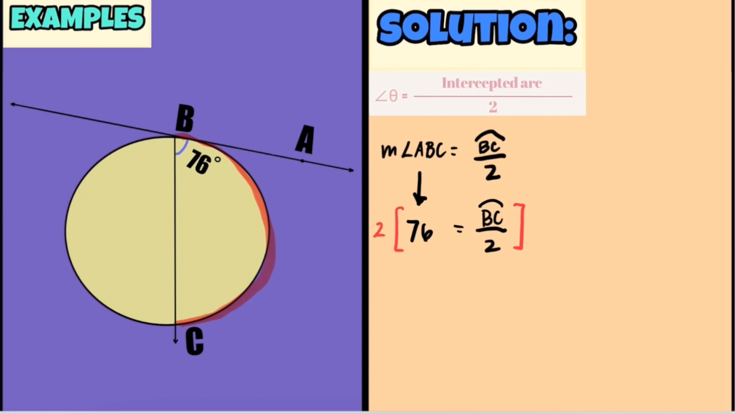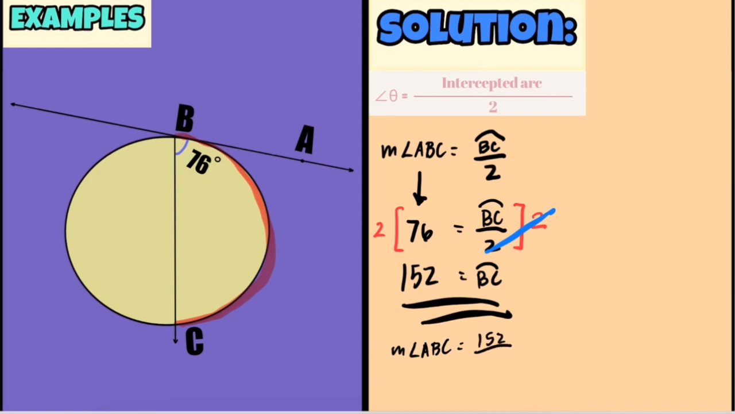So you multiply 2 to both sides. The simple reason behind that is to eliminate the 2 right here. So 2 times 76 will give you 152. And then arc BC over 2 times 2 will simply cancel this whole thing out. Therefore, our arc BC is equal to 152. And if you want to verify that, let's use the formula. The measurement of our angle ABC is equal to 152 divided by 2. And that is indeed true.